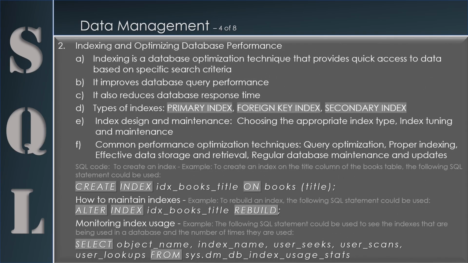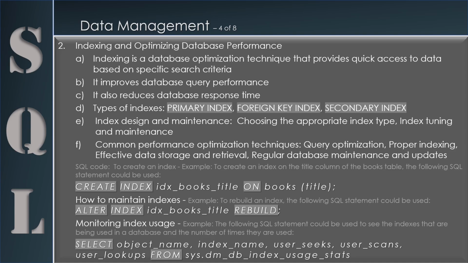In this section, we're going to talk about indexing and optimizing database performance. Indexing is a database optimization technique that provides quick access to data based on specific search criteria. It improves database query performance and also reduces database response time.